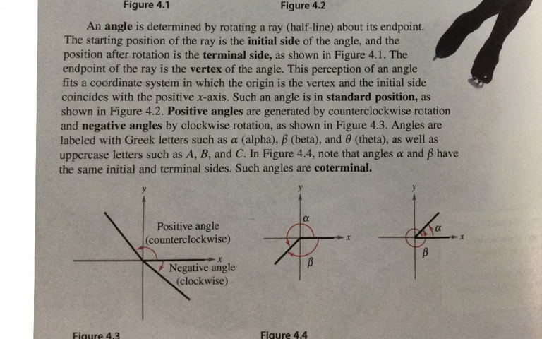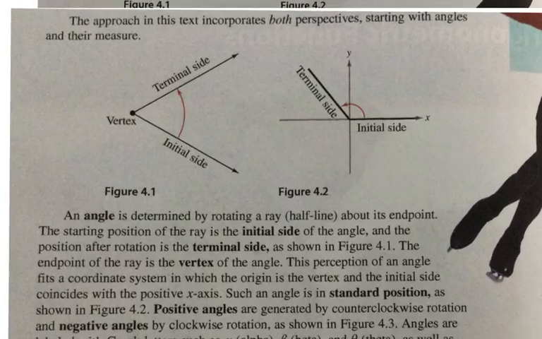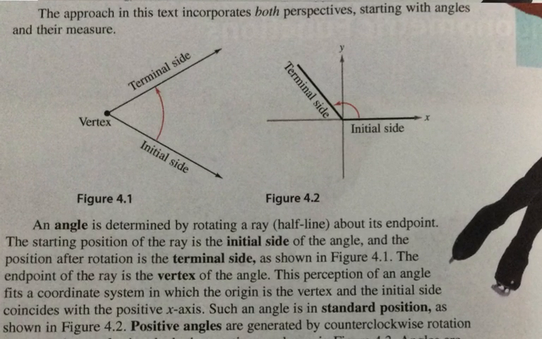So the approach in this text incorporates both perspectives, starting with angles and their measures. So we're going to first start talking about angles and their measures. Right here is an angle. In trig, this is going to be kind of new to you. You're used to a vertex and two line segments or two rays, and right here in red is the angle that's formed. What's different is we have initial sides and terminal sides. So the way that you rotate matters.